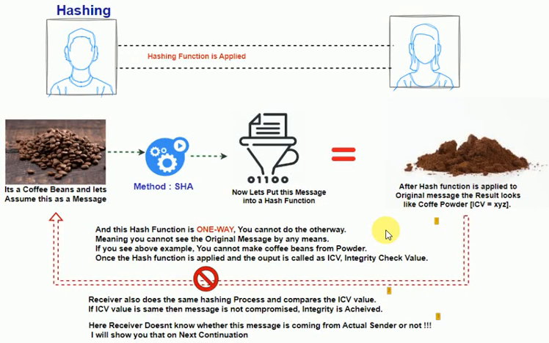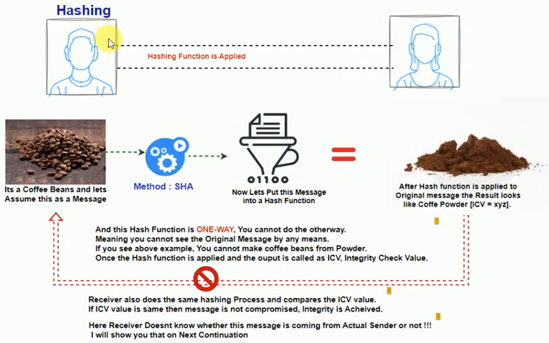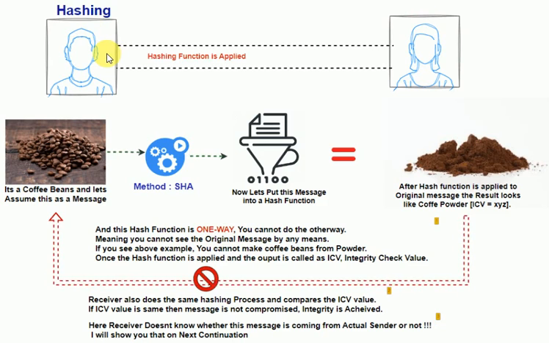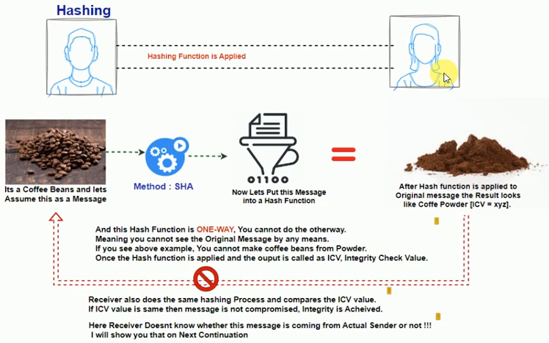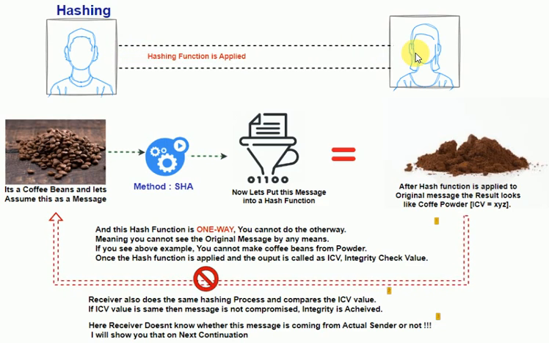Hi everyone, today we are going to discuss the topic called hashing. Let's say I have a sender here and the receiver here. I want to send confidential information, a secret information, from a sender to a receiver. So what can I do? I can hash the message and send this information to the receiver.